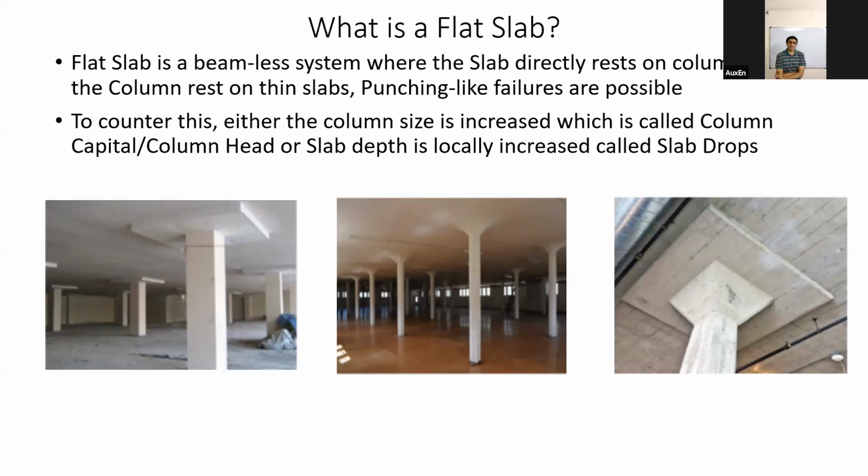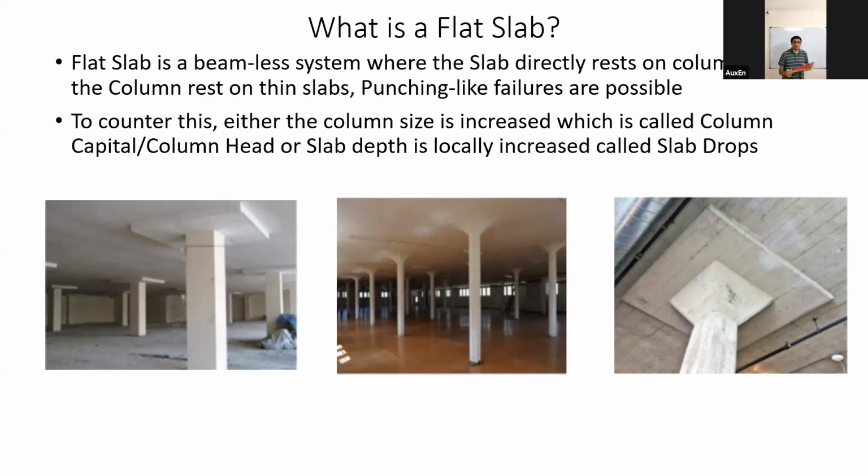This was the first strategy where we are changing our column size. So from this lighter, smaller cross-section column, I am moving to a bigger cross-section column, but I am not increasing the cross-section throughout the length. Only at the local portion, I am increasing the cross-section. Okay. So this would be called a column capital. Now, what is the second strategy?